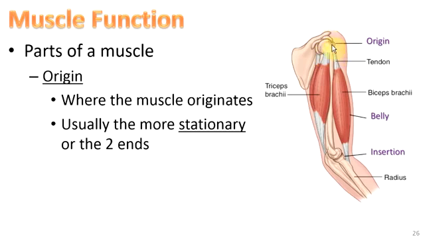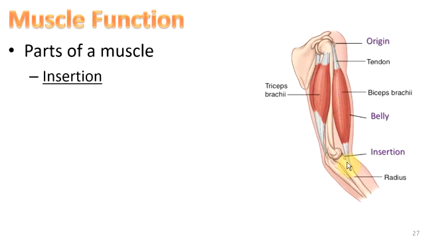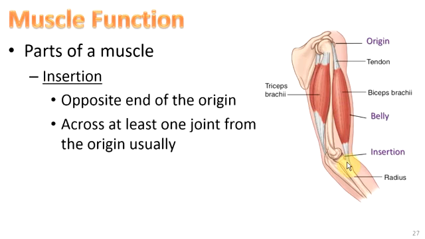Because when you contract this, what moves when you contract your biceps? Well, your lower part of your arm, what we call the forearm, is what moves. So this end over here is not the origin. This end would be the origin. Now, this big part, or thick part of the muscle, is what we call the belly of the muscle. But then that brings us over here to this end, which, as you can see labeled there, is called the insertion. So the insertion is the opposite end of the origin.